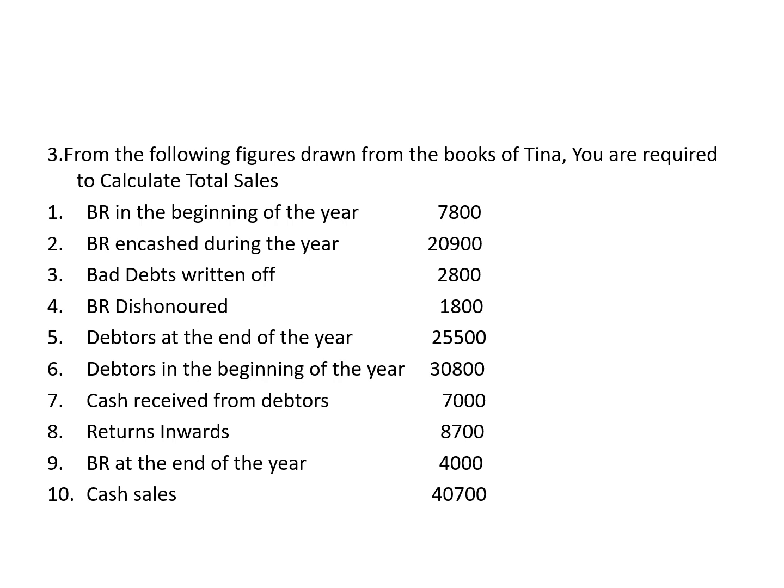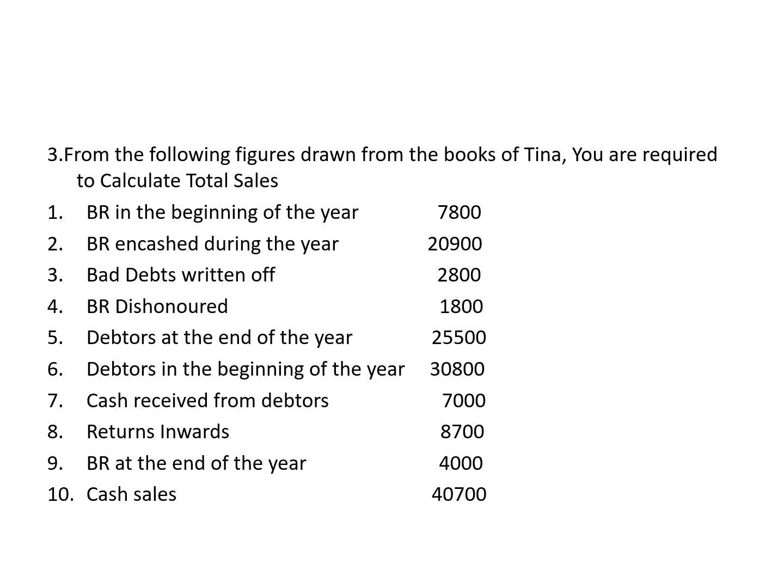Debtors at the end of the year will be taken as closing balance of the debtors. Then the debtors in the beginning of the year 30,800 is given. This will go to debtors account, opening balance of debtors. Cash received from debtors. This will go to debtors account as by cash. Returns inwards. This is nothing but sales returns. This will go to debtors account. So 8,700. Next, BR at the end of the year. This is closing balance of BR to be taken in the BR account as by balance carried down.